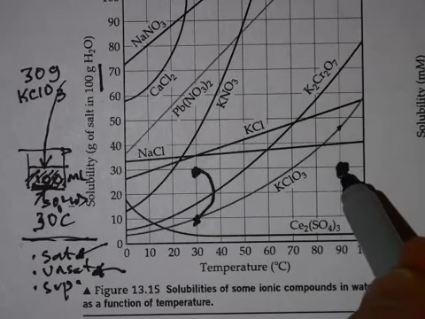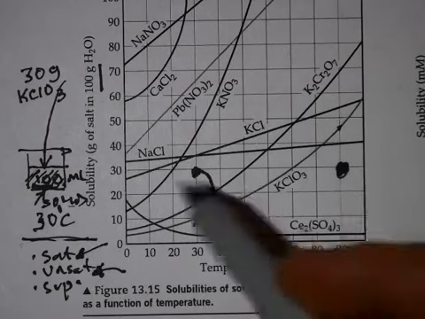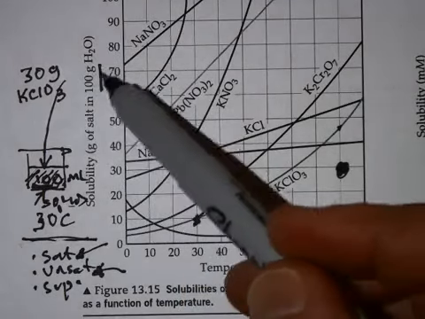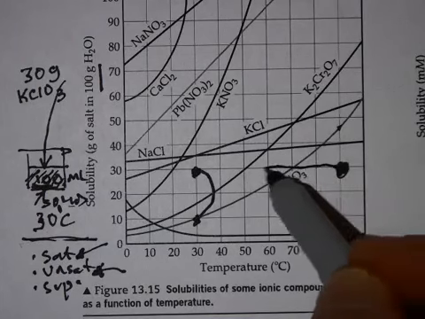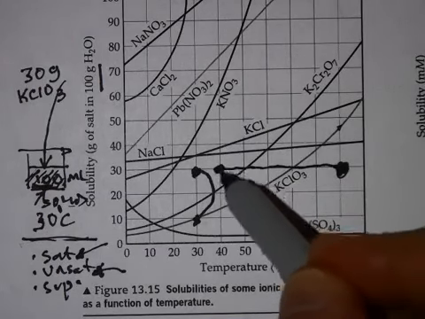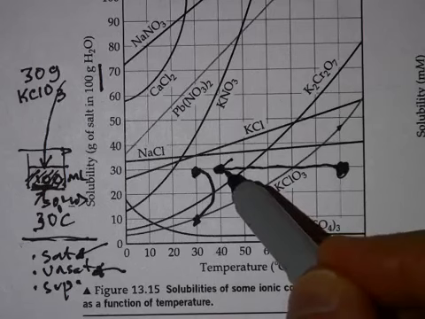Now take this solution and let's cool it down. I still have the 30 grams of KClO3. I still have 100 grams of water. It's at 90 degrees. I'm going to cool it all the way down here to 40 degrees. Cool it to 40 degrees.